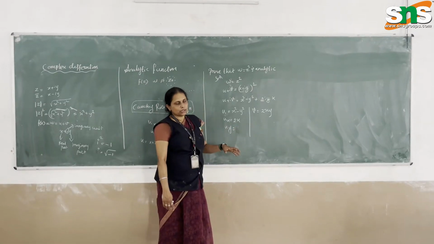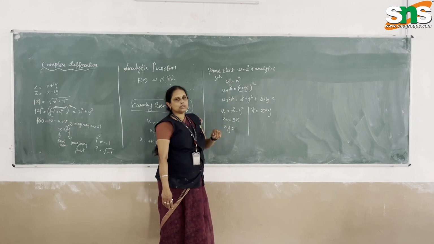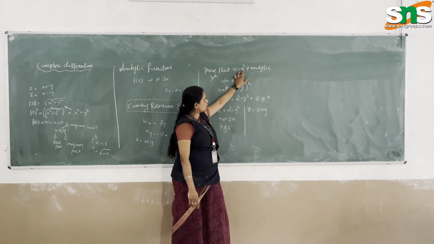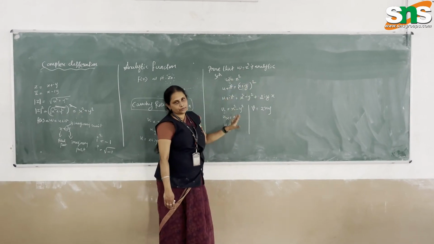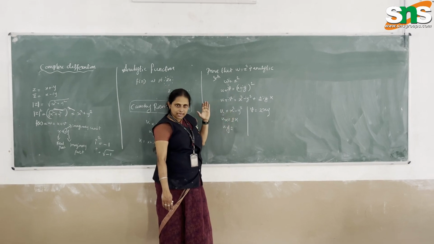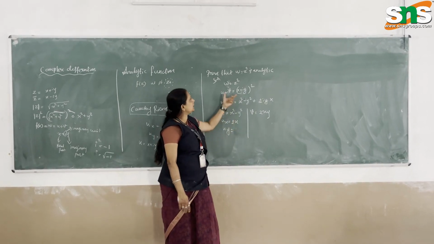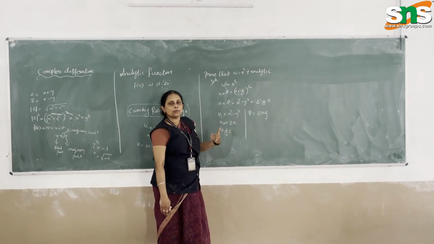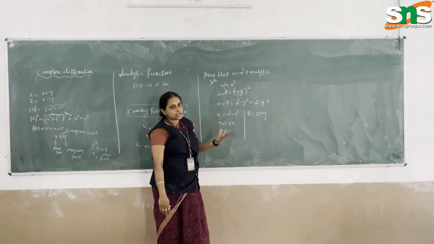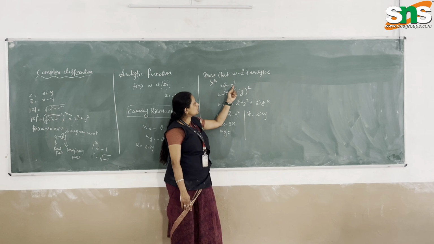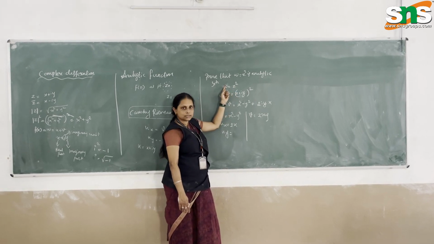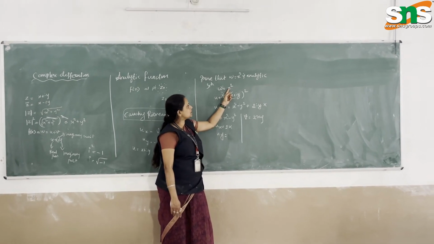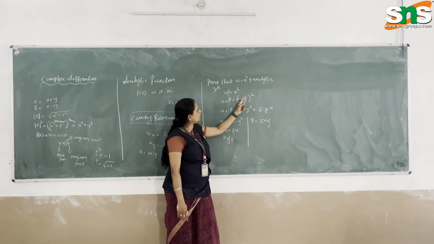Then see the problem. Prove that w equal to z square is analytic. So here w equal to z square, we have to prove that it is an analytic function. If it is satisfying the CR equation, then w equal to z square is an analytic function. So we have to prove the CR equation. So w equal to z square. First we have to write what is w. w is nothing but u plus iv equal to z, where the z value is x plus iy the whole square.